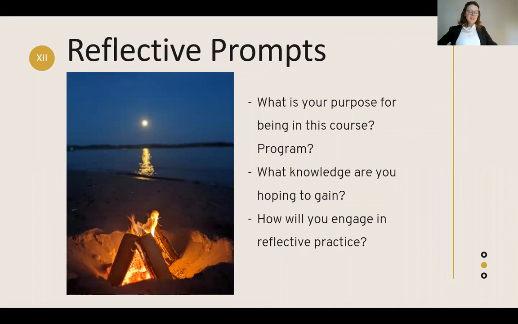In this spirit, I invite you to consider some reflective prompts that might help you to think about your own research study or your proposal for this course, or even your pursuit of knowledge through education more broadly. I would encourage you, in fact, to think of this assignment as an opportunity to develop both. So what is your purpose for being here in this course? What about in this master's program? What knowledge are you hoping to gain? How will you engage in reflective practice throughout to stay engaged with the knowledge you are being presented with?